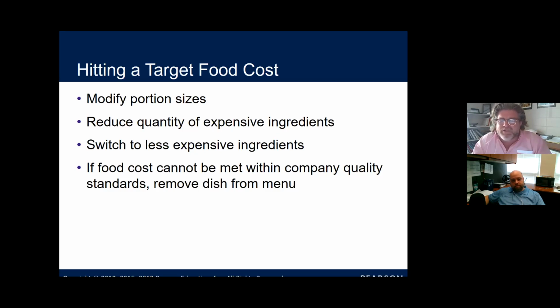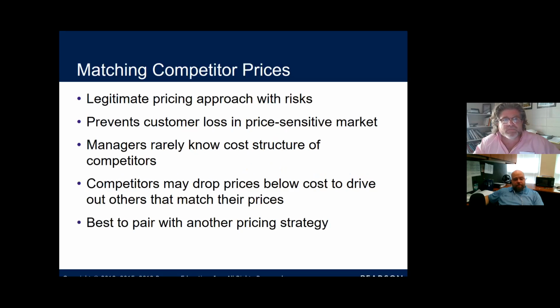And if you can't serve it profitably, you remove the dish from the menu. You just take it off the menu if it can't be done profitably. And I would recommend that you completely reissue a whole new menu instead of whiting out an item, because that just draws attention to it.